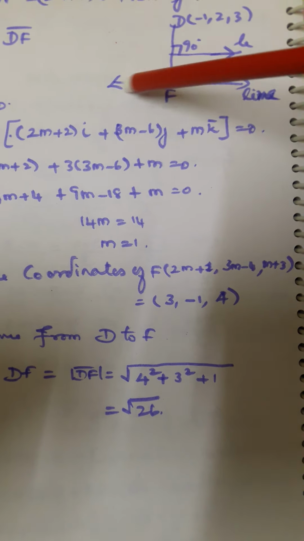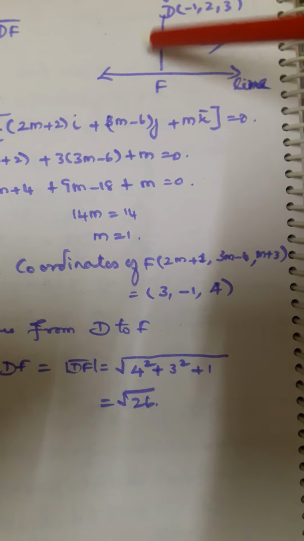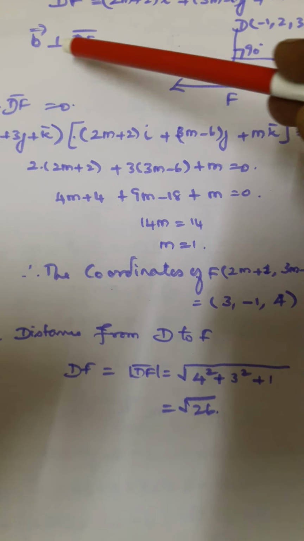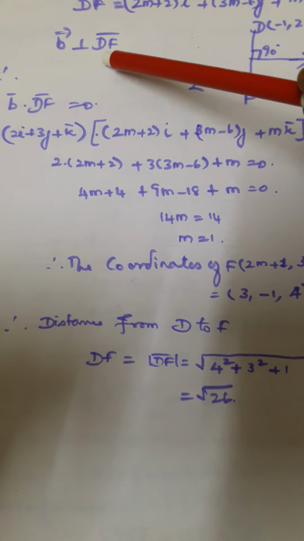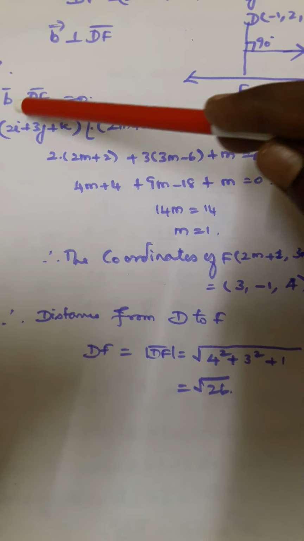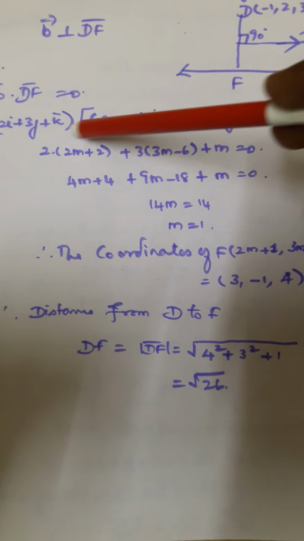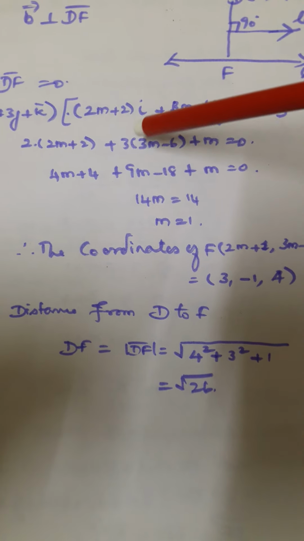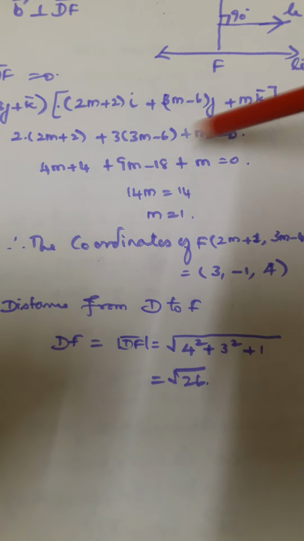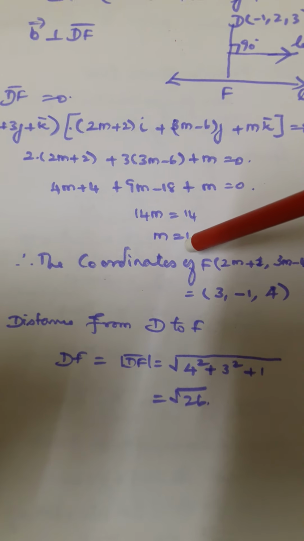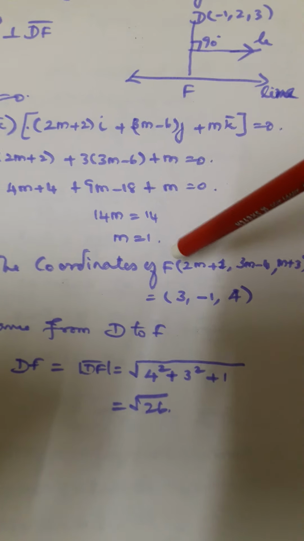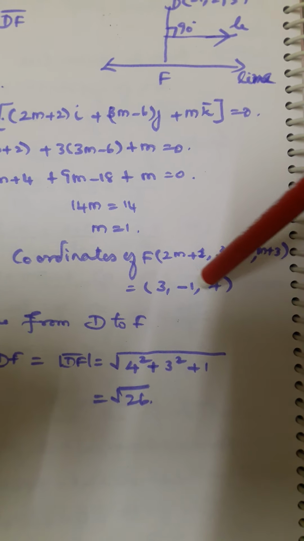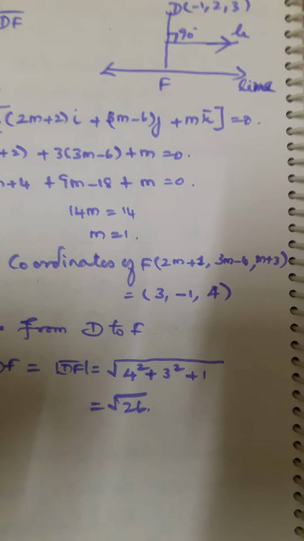Okay, so the line vector is b vector. It will go like this. So your required line is perpendicular to DF vector. So b vector is perpendicular to DF vector. Perpendicular means dot product equal to 0. We found out both the vector values. So for the dot product you only have to multiply the components. So 2 into (2m plus 3) plus 3 into (3m minus 6) plus m equal to 0. The calculation I have given. Your m value will be 1. Therefore the coordinates of F: you substitute m equal to 1 in place of F, you will get (3, -1, 4). So your F is nothing but (3, -1, 4).